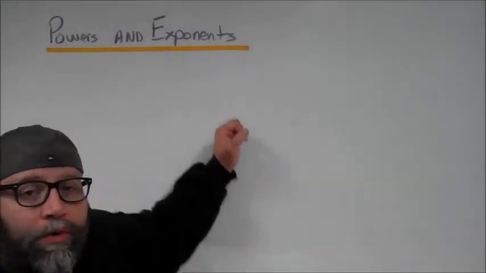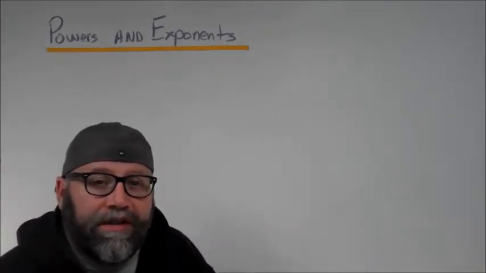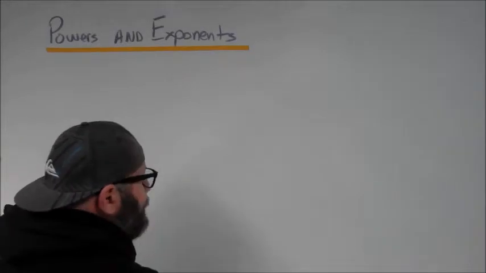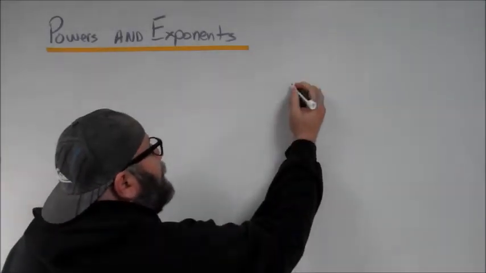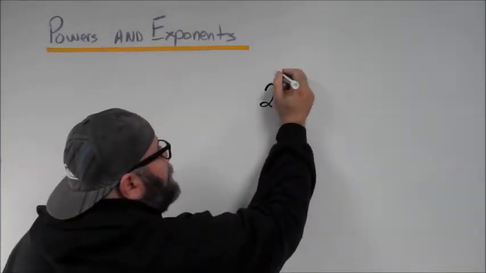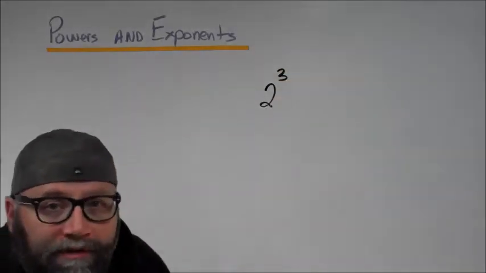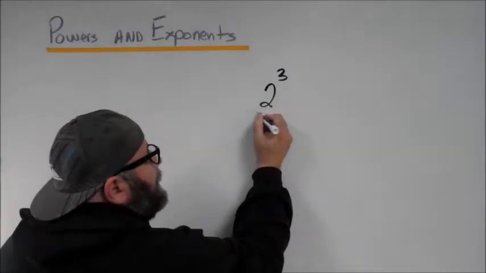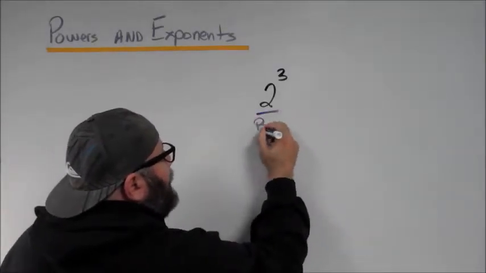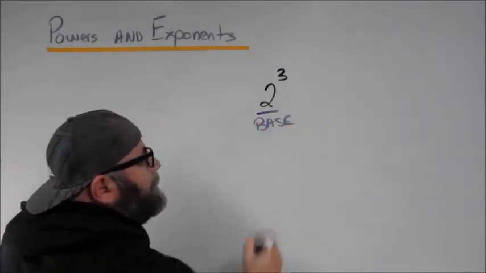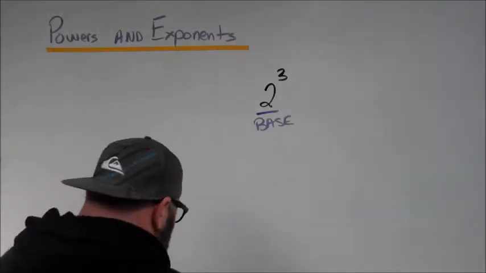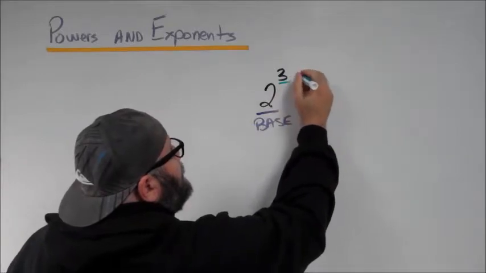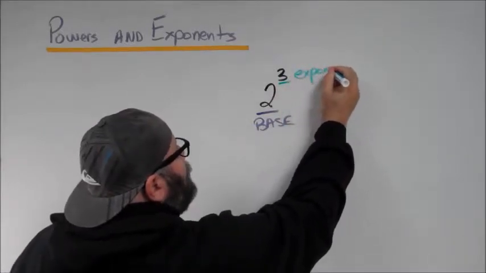Okay, powers and exponents. Let's talk about that. We did this in sixth grade, so let's go back to just the foundation of this. If we remember something like, let's say, 2 to the third, we have some pieces here. This piece right here is described as the base. That's our base. Then up here, this is our exponent.